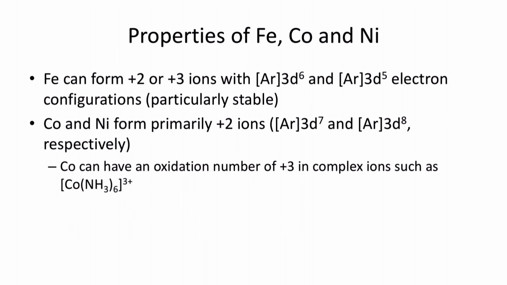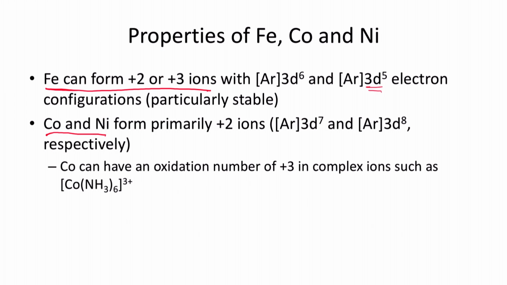So speaking of these three elements, let's look at some properties of iron, cobalt, and nickel. Iron can make different ions, either with a charge of +2 or +3, because it can have two different electron configurations, either 3d6 or 3d5, and both of these are considered stable. The 3d5 one is particularly stable because it represents a half-filled d shell.